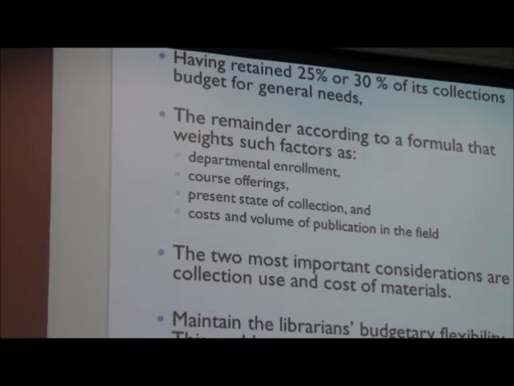And well, this is a sort of general allocation: retain 25% or 30% of the collection budget for general need. The remainder is allocated according to a formula that weighs such factors as departmental enrollment, course offerings, present state of the collection, and cost and volume of publication in the field. The two most important considerations are collection use and cost of materials. This maintains the library's budgetary flexibility, which enables special projects such as large purchases that serve several programs.